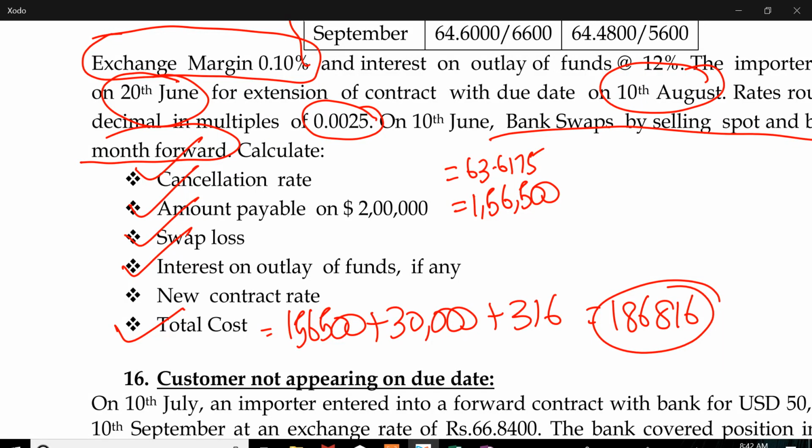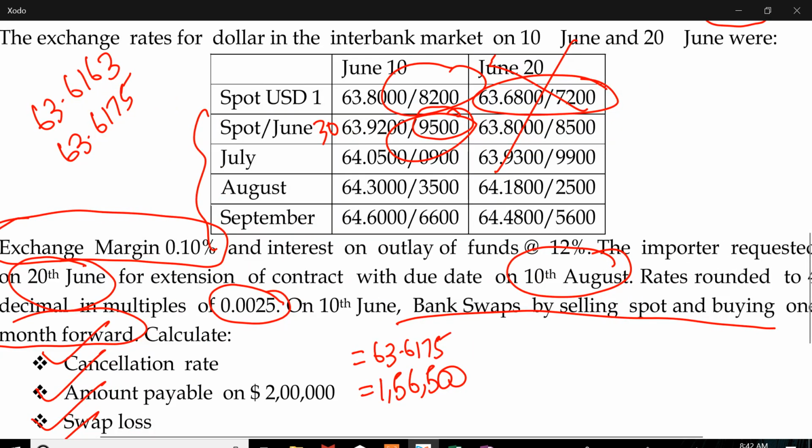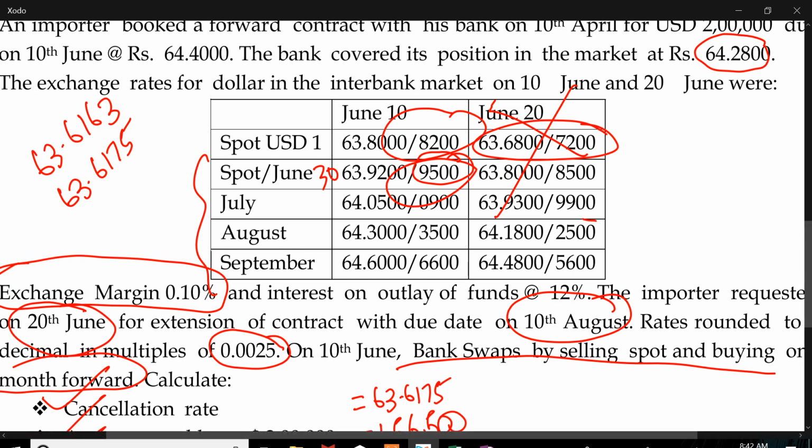Okay. Now, the last part, where again there is a little bit of an issue with the question. With due date on what he wants to extend? 10th August. Now please listen. The institute has gone ahead and straight away taken this rate of August.